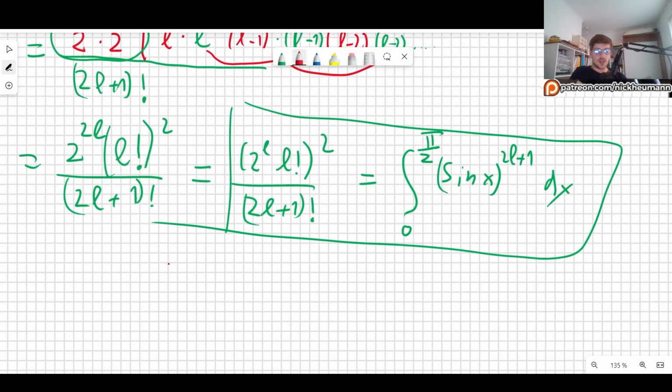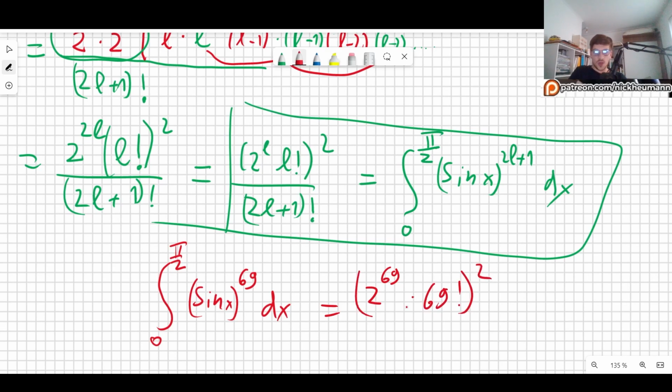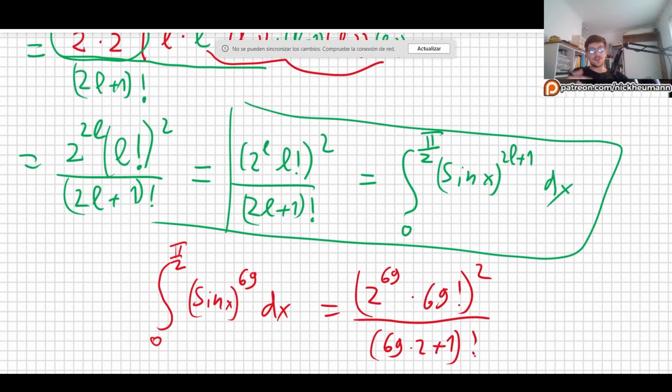For example, what if we want to do the integral of a funny number, right? What if we want to do the integral from 0 to pi over 2 of sine of x to the 69? Haha, very funny number. So we just need to plug it in. 2 to the 69 times 69 factorial squared divided by 69 times 2 plus 1 factorial. And this number, well, I don't know what the number is. I'm not going to calculate right now, but you could do it, and you could have a very fun integral.